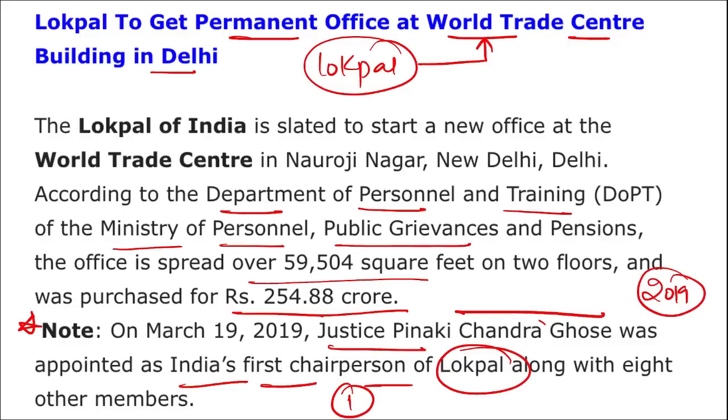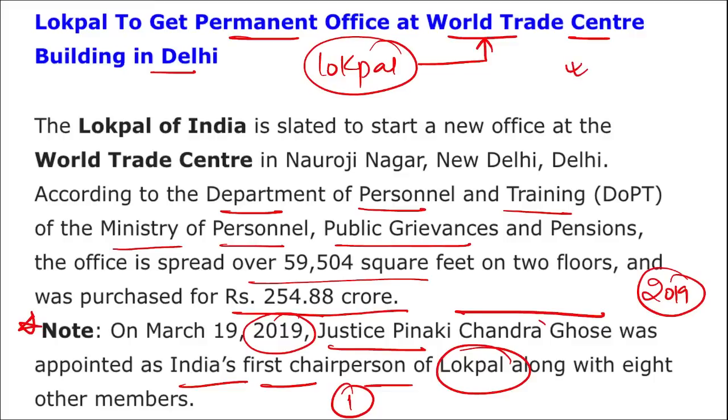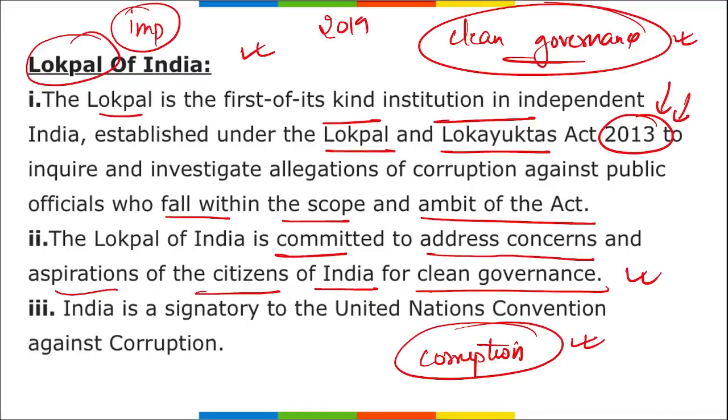Alright. We know who was the first chairperson, Pinaki Chandra Ghose. He was appointed as the first chairperson of Lokpal in 2019. And if I ask you, when did Lokpal come? Lokpal was established under the Lokpal and Lokayukta Act of 2013, and the work of Lokpal is to ensure clean governance and remove any corruption if there is any in the public offices. Alright, and now the recent news is that Lokpal is to get a permanent office at the World Trade Center building in New Delhi. Important. Location is also important, as I have told you, so pay attention to the locations also.